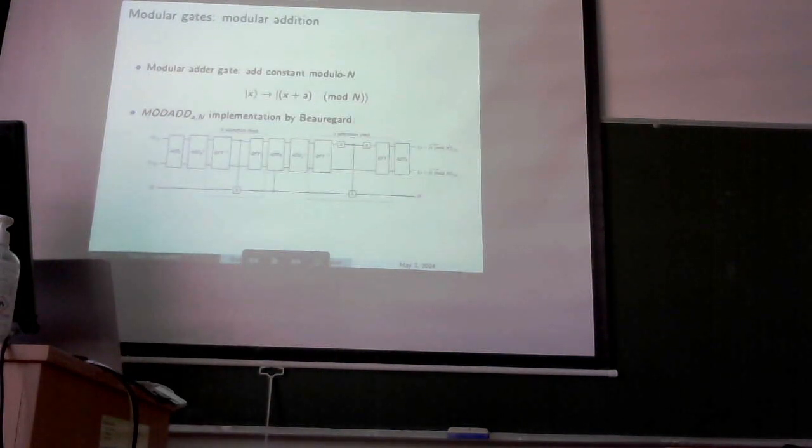Now we move to modular addition. We construct this gate from the previous addition, and the idea is similar to before, but now we are taking the number x, we are adding a constant known number a modulo n.